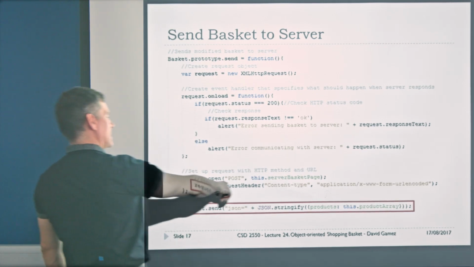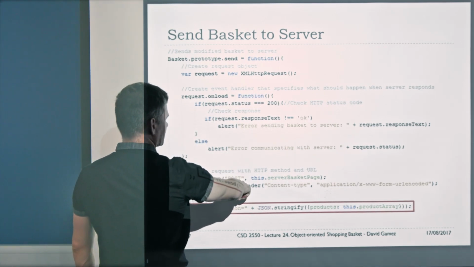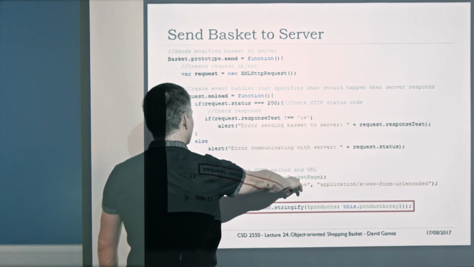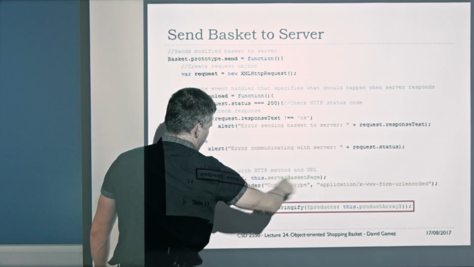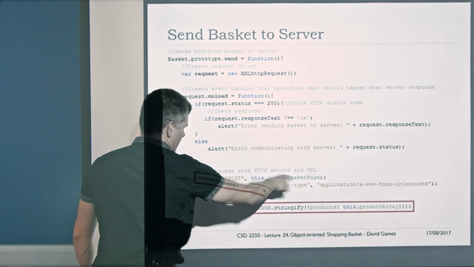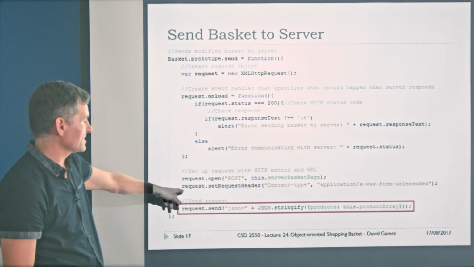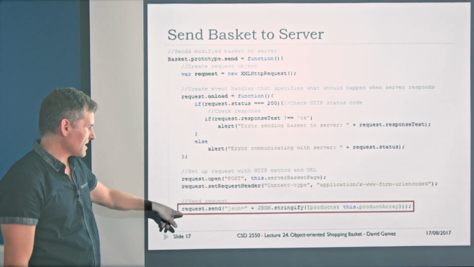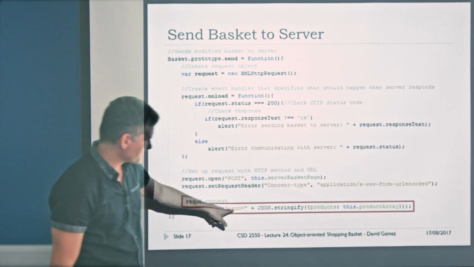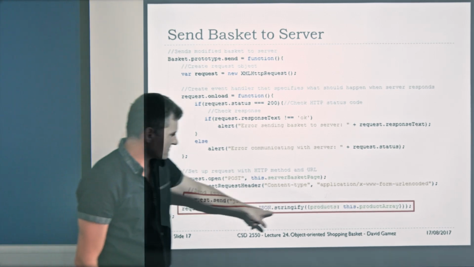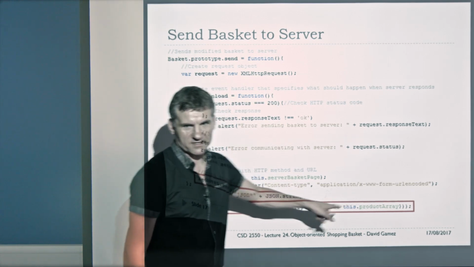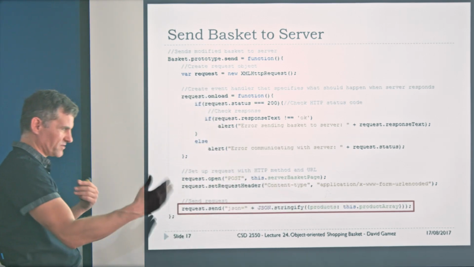Then we're posting the basket because we're modifying a resource on the server. We send it to this page here, which is specified when you invoke the constructor of the basket, setting the encoding type, and then we're sending it. The key is JSON, and the value is a string version of the products array. So we're stringifying the product array.